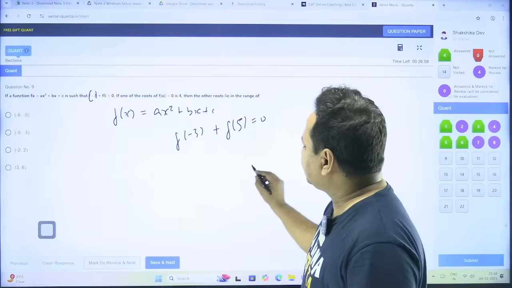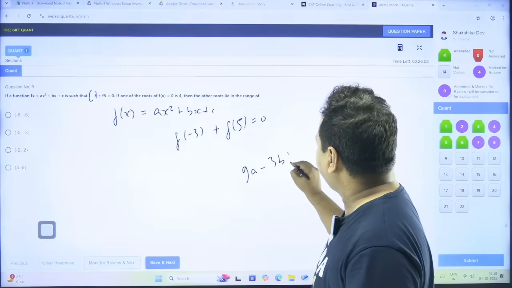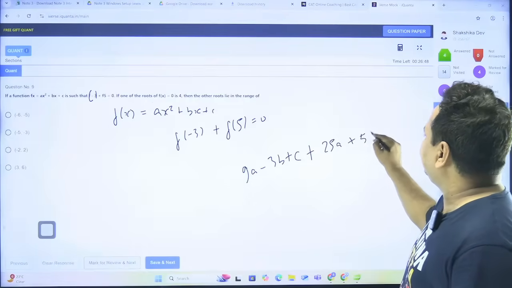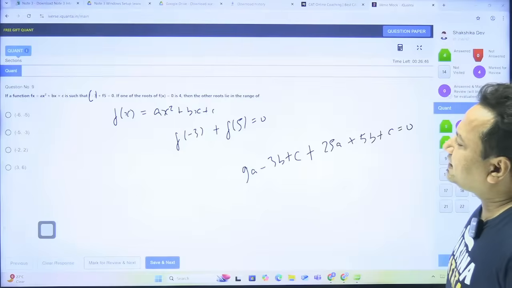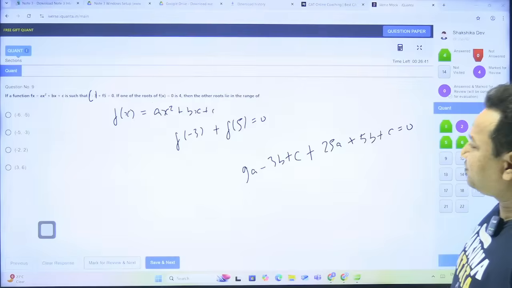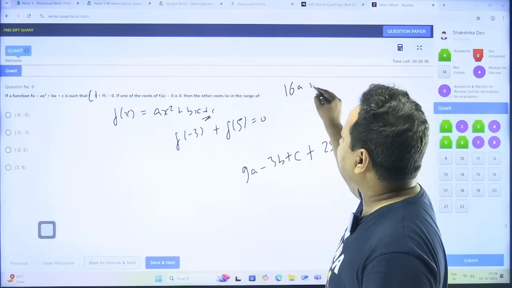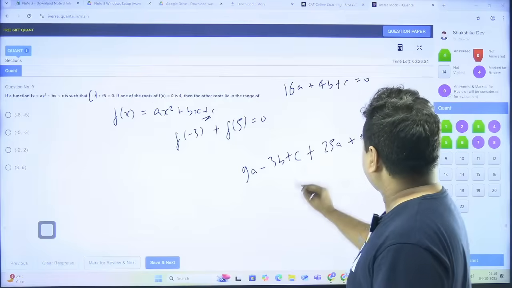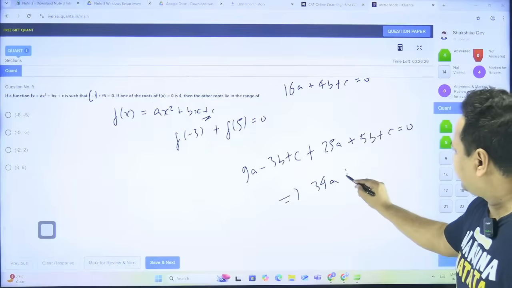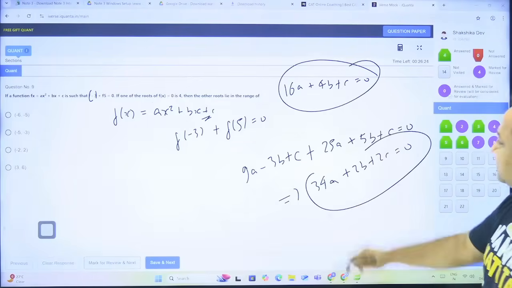I put minus 3 in place of x. So f of minus 3 will be 9a minus 3b plus c, plus 5 times 25a plus 5b plus c, is given as 0. It says one of the roots of fx equal to 0 is 4. So if I put 4 here, this must be 0. So I'll get 16a plus 4b plus c equal to 0. Now if I solve this, I get 34a plus 2b plus 2c equal to 0. I have two equations, this and this.